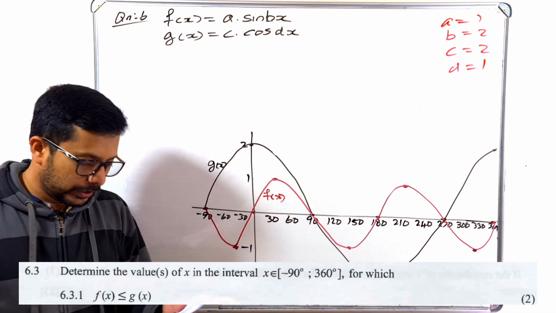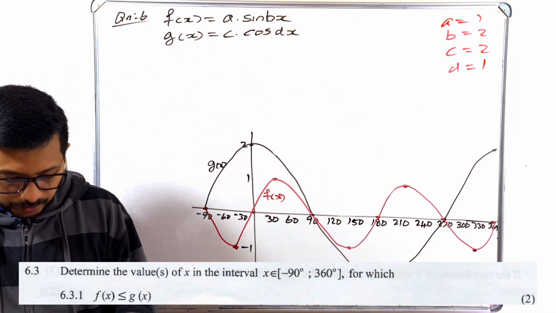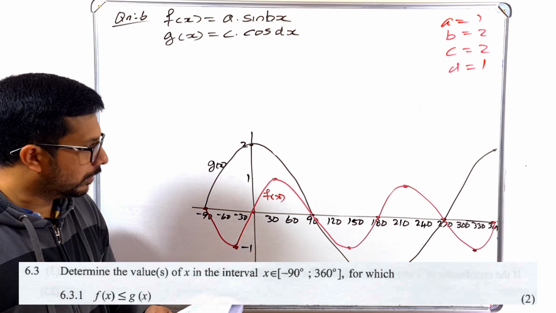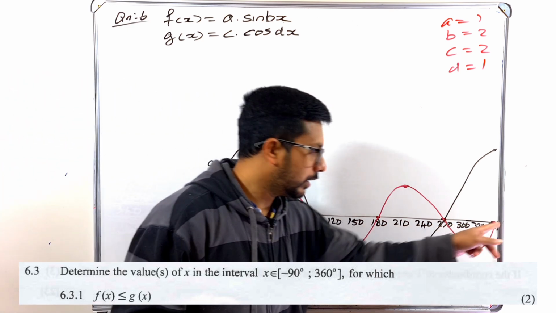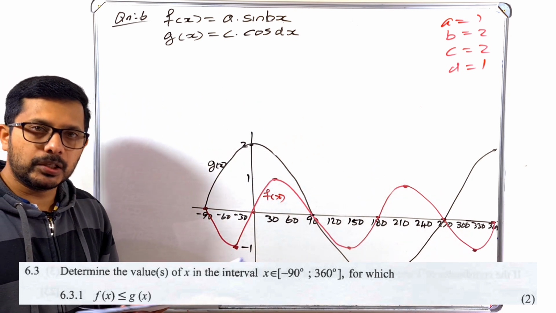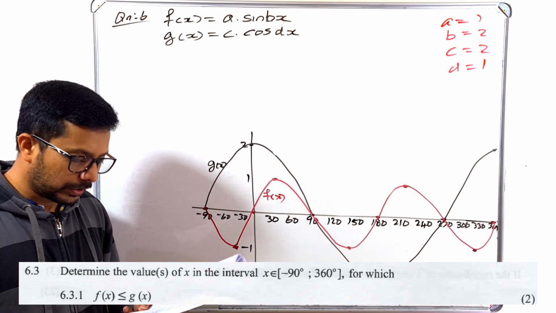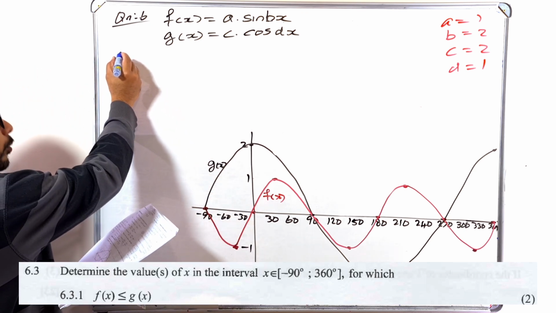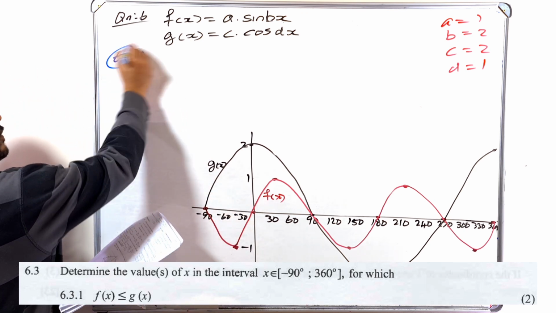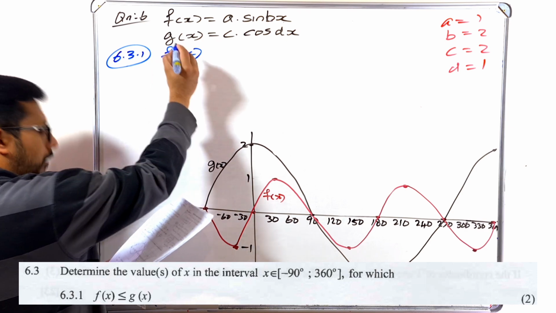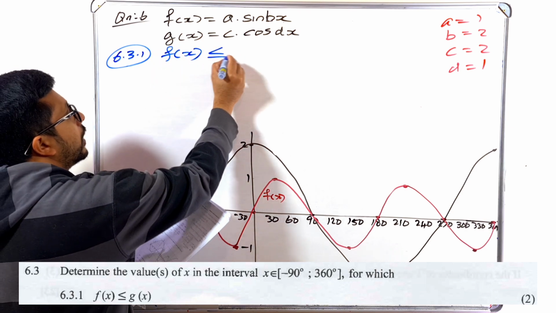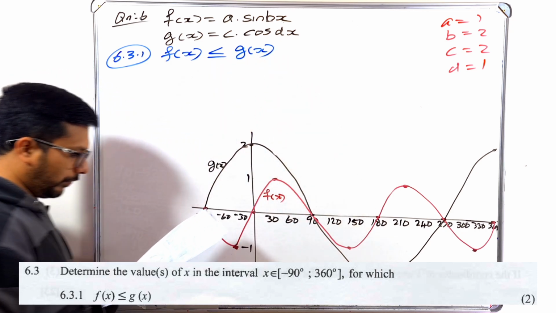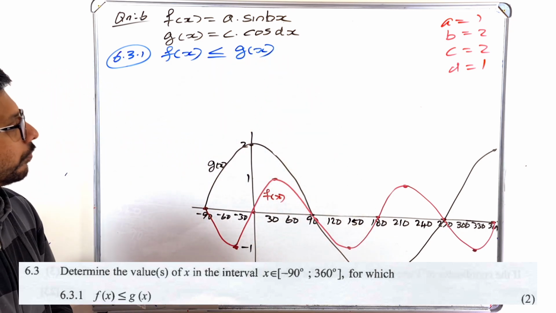Question number 6.3. Determine the values of x in the interval minus 90 to 360. You have to find the values of x. And what is the first question? The first question is 6.3.1. What is that one? f of x is less than or equal to g of x.